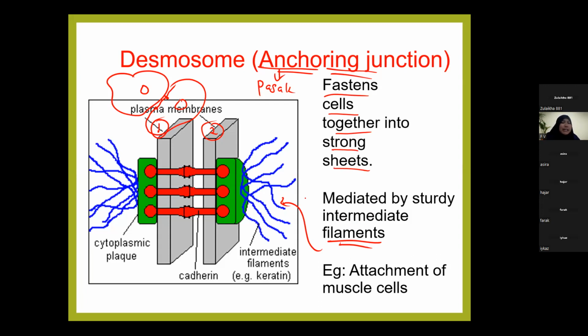Okay. Madam, macam mana nak kenal beza desmosome dengan anchoring junction? You ingat je, kalau anchoring junction dia mesti ada rambu-rambu ni. Mesti ada filament-filament tu. So itu antara benda untuk you kenal which one is desmosome or anchoring junction. Okay, remember the function is to fasten the cell together into a strong sheet. Okay.